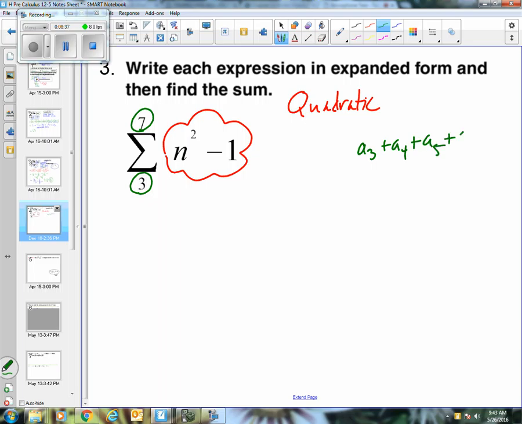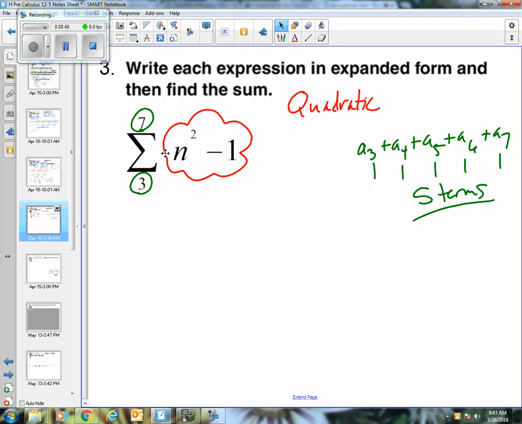Sometimes it's nice to have the visual so you can actually count. You can use your fingers. 3, 4, 5, 6, 7. That's 5 terms. 5 terms in that sequence. The biggest issue people run into is they see that 7 sitting on the top and think, oh, 7 terms. Not if you don't start at 1. If you're starting at 3, that's only 5 terms. So be aware what's happening with those values.